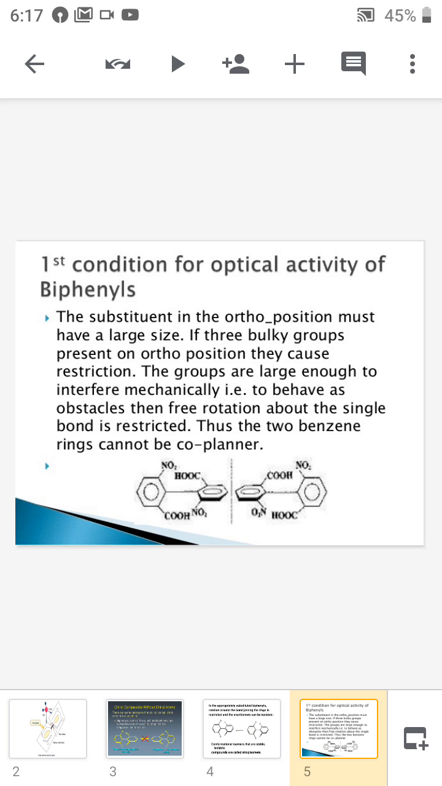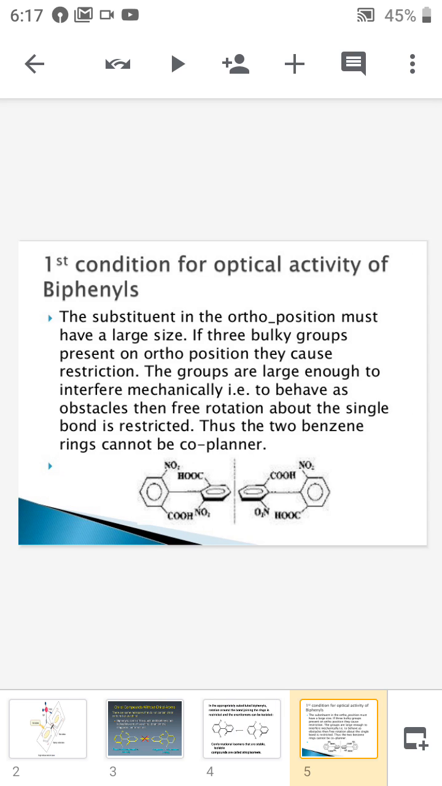So the third condition is that both rings of the diphenyl compound must be non-coplanar. In diphenyl, we can see that one of the rings exists in the plane of the paper, and the other ring, shown in dark color, is out of the plane. So if we take the mirror image, we will get a non-superimposable mirror image. That's why it is an optically active compound and it does not have a plane of symmetry.